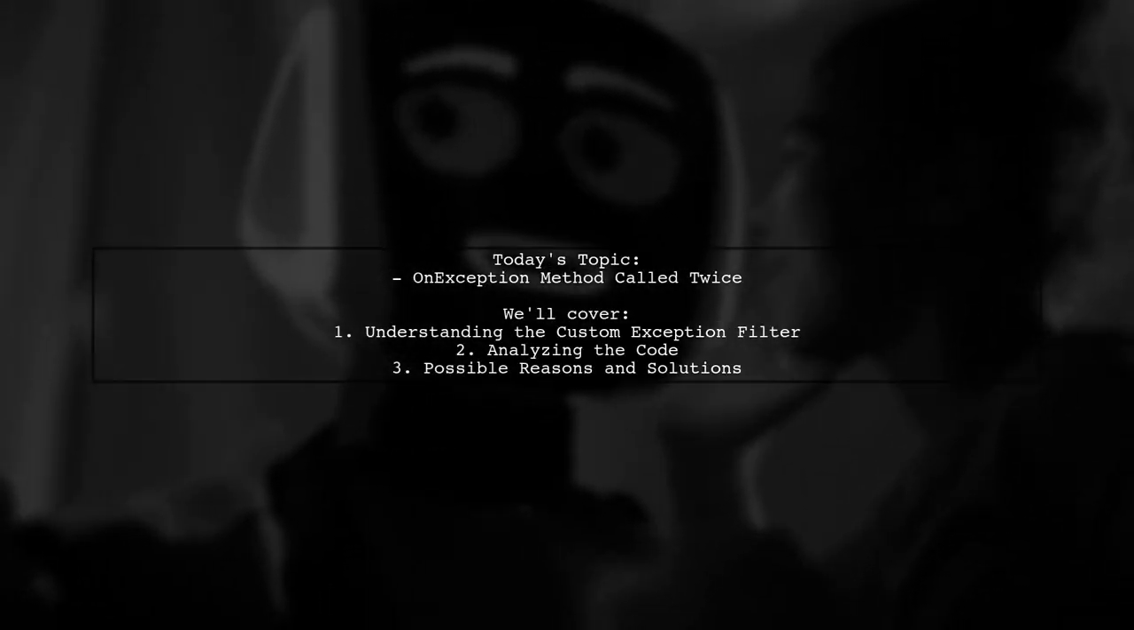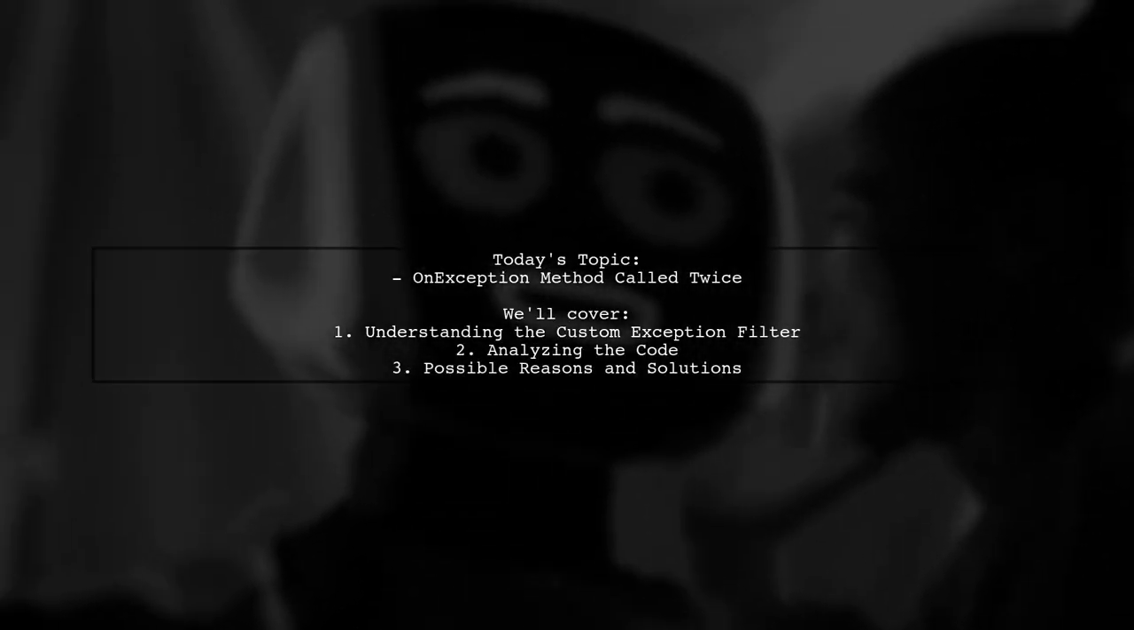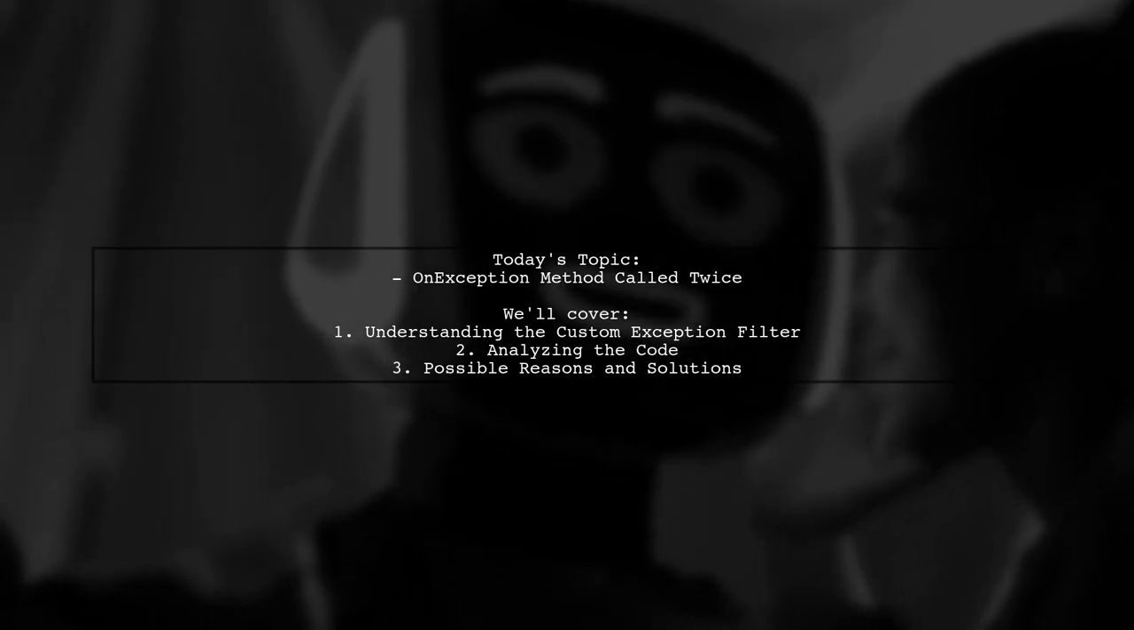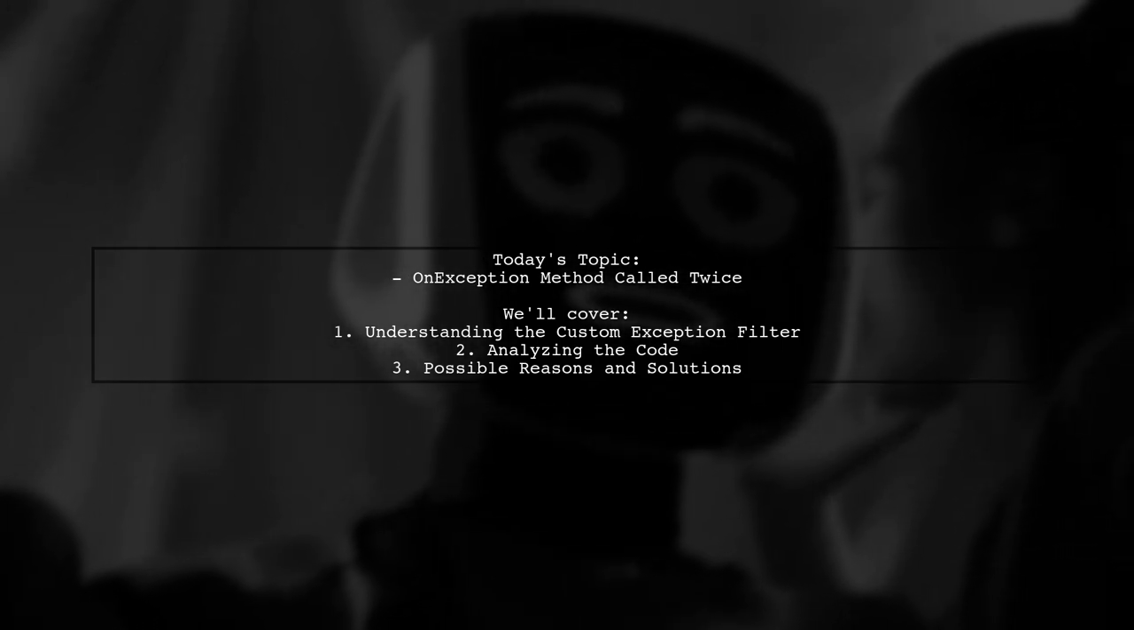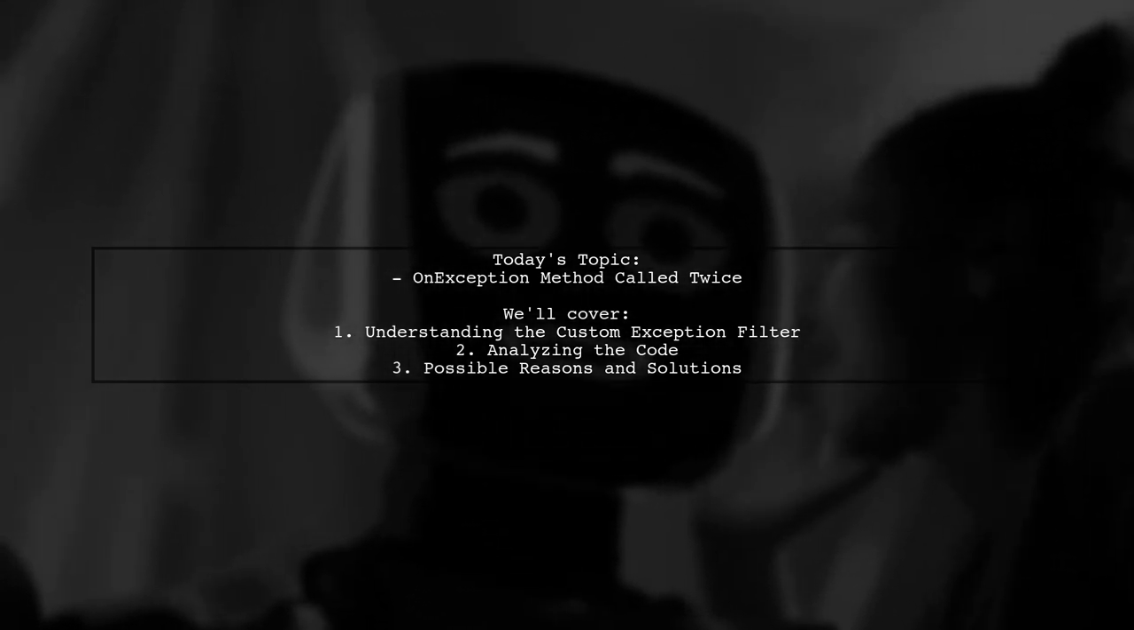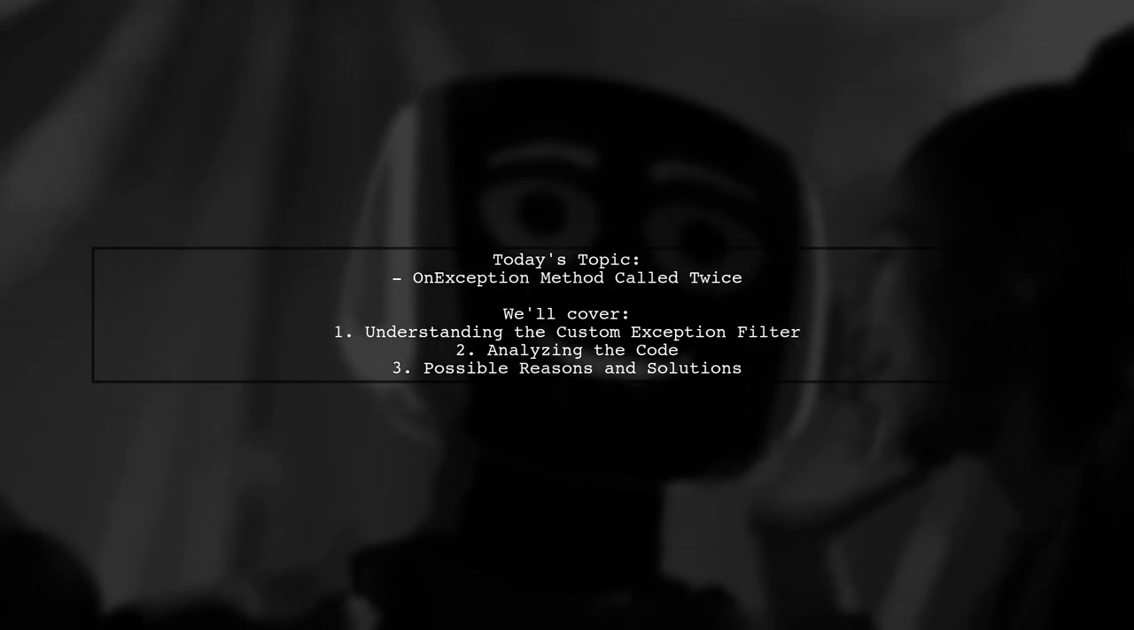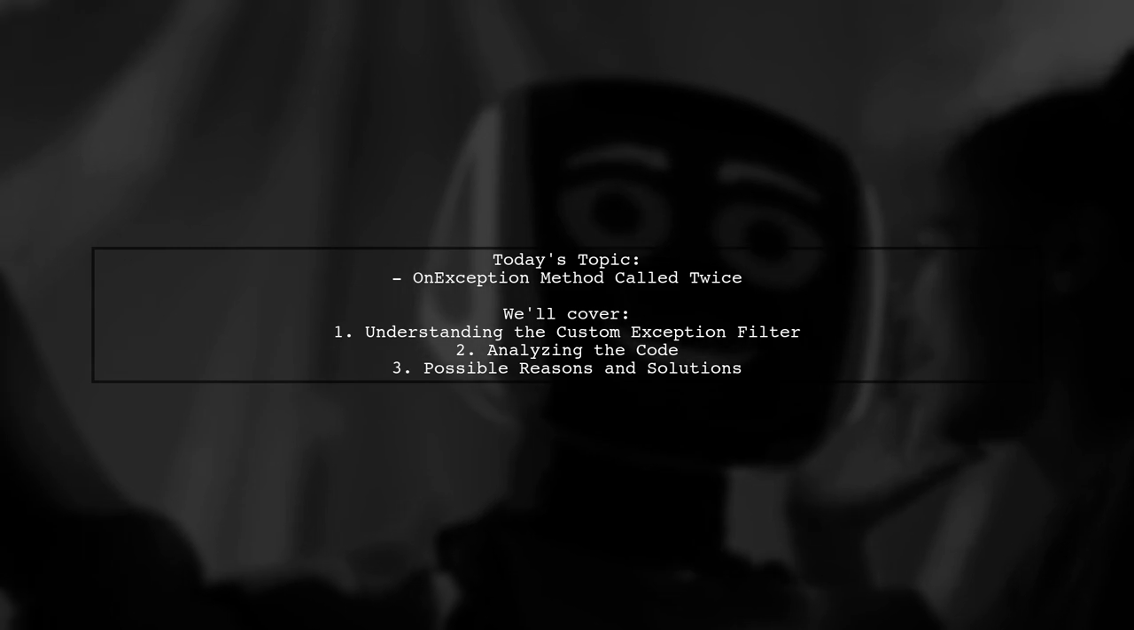Welcome to our Tech Explainer video. Today we're tackling a puzzling issue that many .NET Core developers encounter. Our viewer asks, why is the onException method in a custom filter called two times? Let's dive into the details and uncover the mystery behind this behavior.